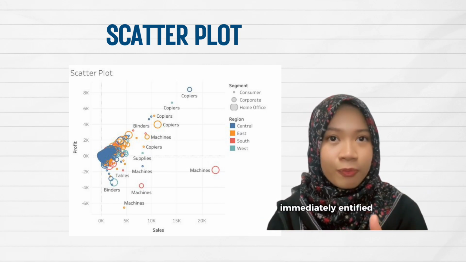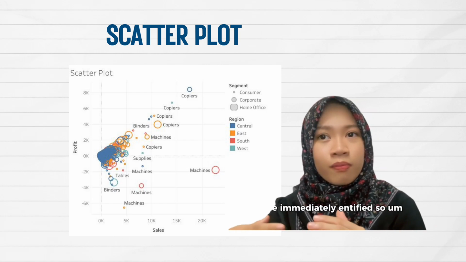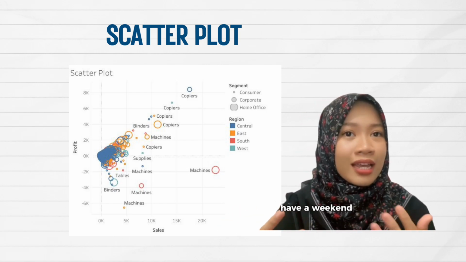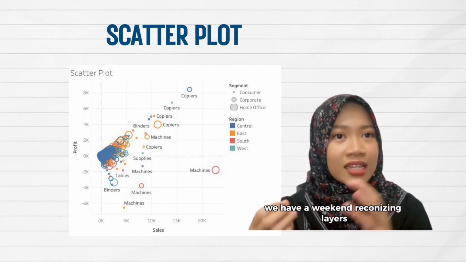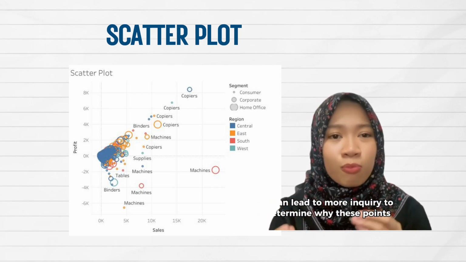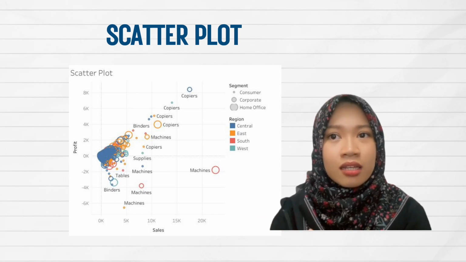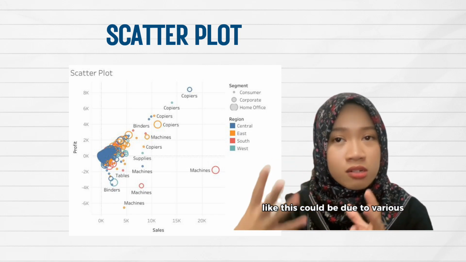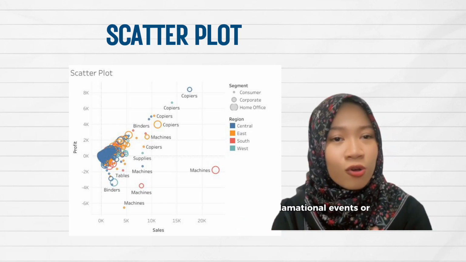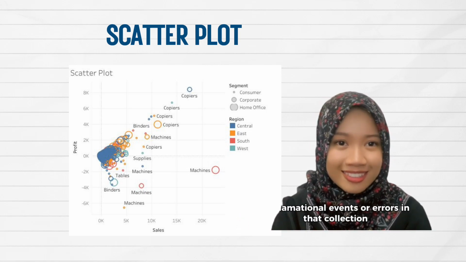immediately identified. So, with analysis of the outliers, recognizing outliers can lead to more inquiry to determine why these points are different. This could be due to various reasons like market conditions, promotional events, or errors in data collection.